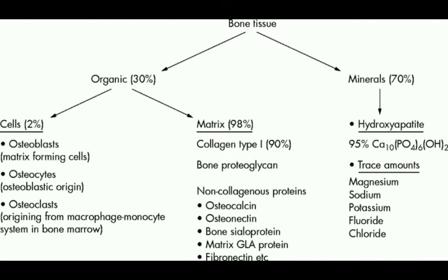Osteoblasts are matrix forming cells, and osteocytes are nothing but the osteoblasts which are used up after the production of the matrix. They become the resting cells within the matrix that they themselves laid down. And osteoclasts are bone resorbing cells. They originate from the macrophage and monocyte lineage. Okay, these are bone cells.